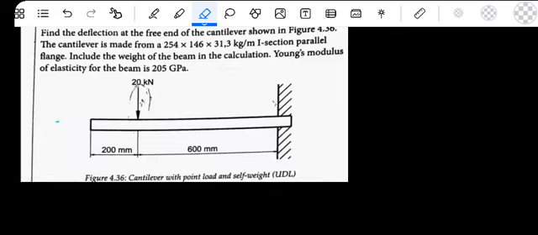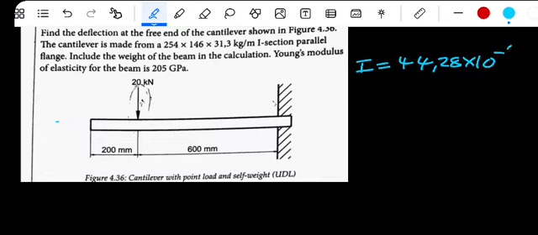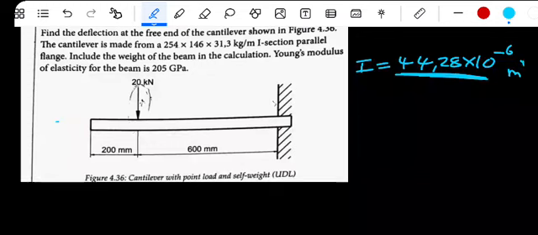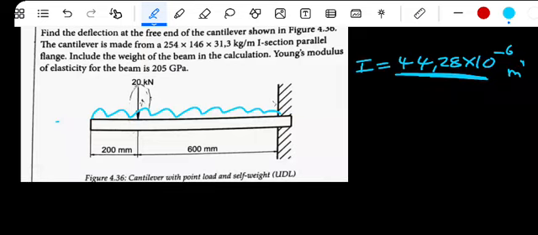You find your I there. You're supposed to find that I will be equal to 44.28 times 10 to the power of minus 6. You will get it there, and it's measured in meter raised to the power 4, but anyways, you'll have that unit there. So anyways, let me include my UTL so that we cannot forget the UTL.